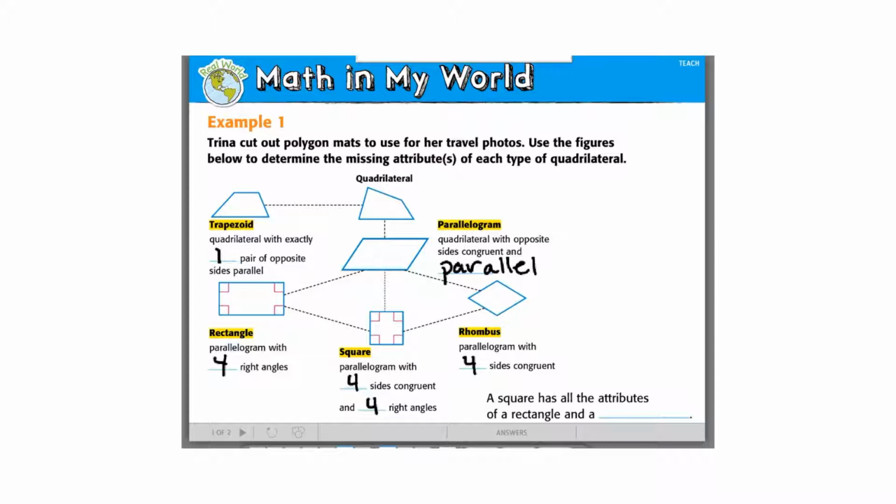So part of your assignment today, there's just going to be some pictures of shapes. And it will say, list all the names that you could give this shape. Or what are all the ways you could classify this shape? What are all the names for it? And you have to list them all if you want to get full credit. Okay? Let's look at the next example.